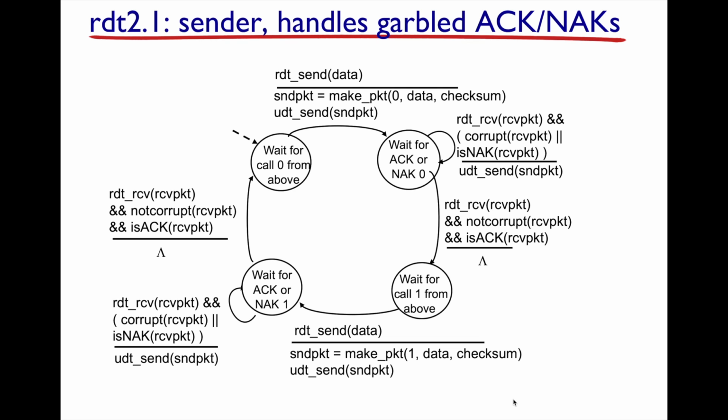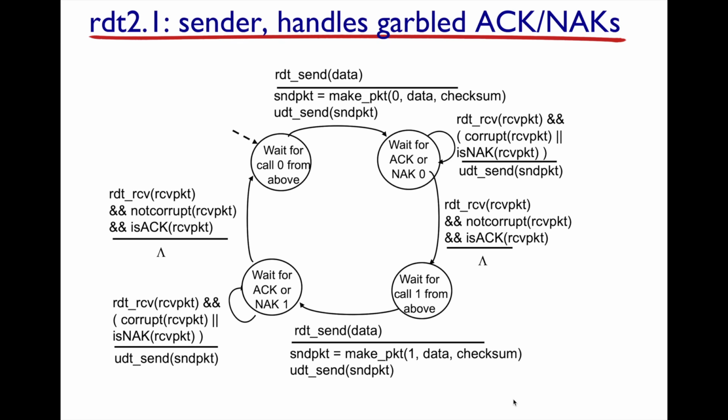So let's first take a look at what the states are called. Wait for call 0 from above. That means at time t0, the first sequence number you're going to stamp on a packet is sequence number 0. It's the 0th time you were called from above with message data from an application through a socket. Then you wait for the acknowledgement or negative acknowledgement for that 0th packet. Once you receive the acknowledgement for that 0th packet, you now wait for the next packet in sequence, which is packet number 1, the stamp you're going to assume.